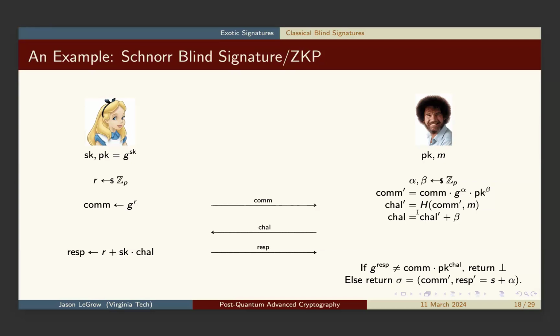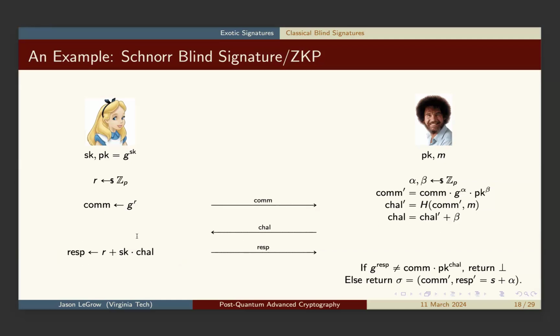He's going to construct the challenge. This comes from the Fiat-Shamir transform by hashing the blinded commitment with the message. And then he's going to construct the honest challenge that he sends to Alice. He's going to construct that by adding beta onto chal prime, the blind challenge. He's going to send it over to Alice.